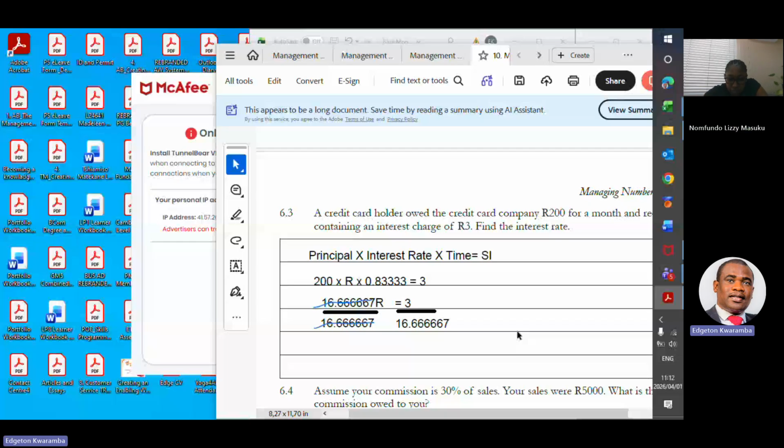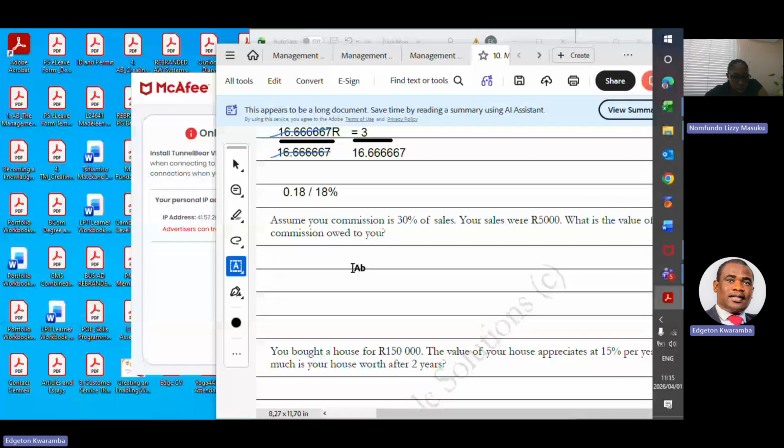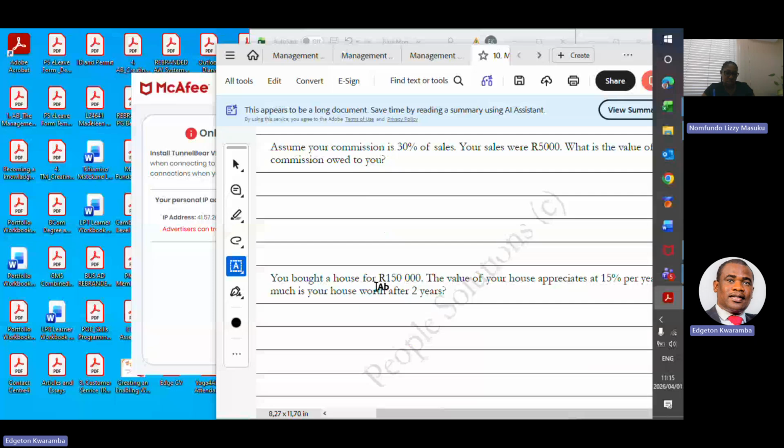We're going to use the compound interest formula. We are done, we found 1,500 there as your commission. It's saying you bought a house for 150,000. The value appreciates at 15% per year. How much will the value of the house be after 2 years?